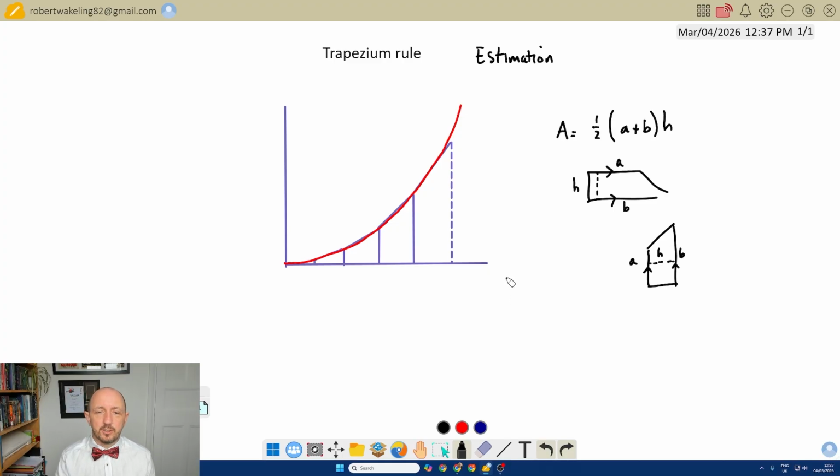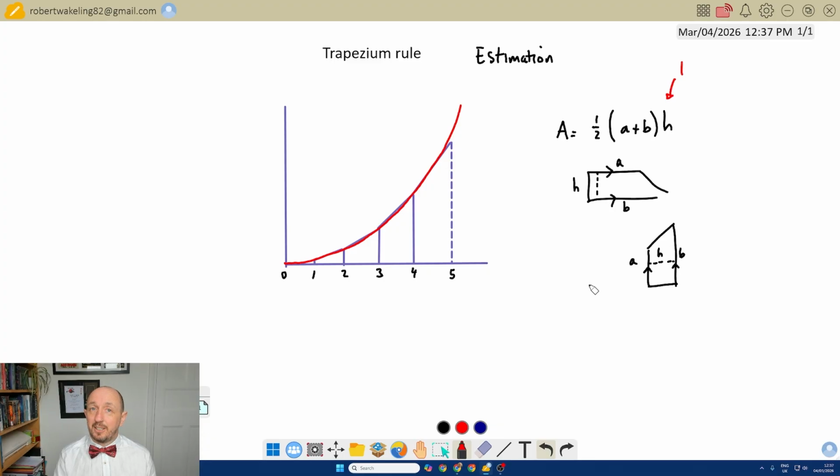Okay, so let's say we go 0, 1, 2, 3, 4, and 5. Then the width of each of these trapezia is going to be 1. And that's often the case in the exam. Sometimes it's 0.5, but nearly always it's 1. So the 1 will go into here, the height. It's actually the width. Okay.